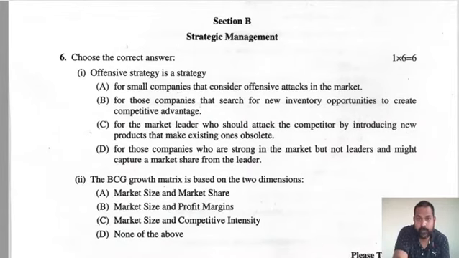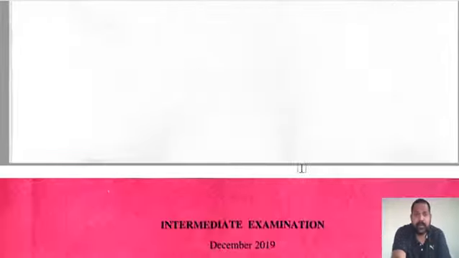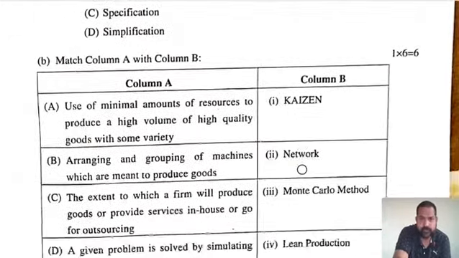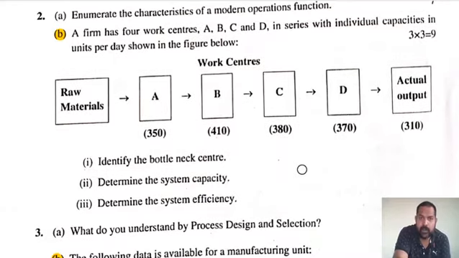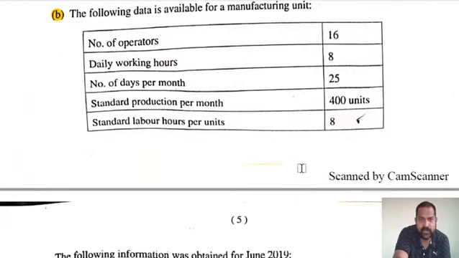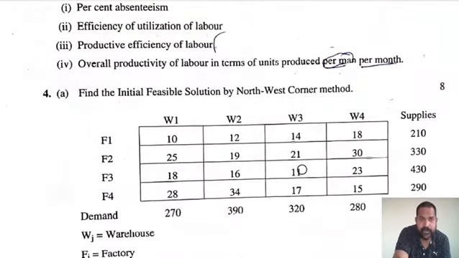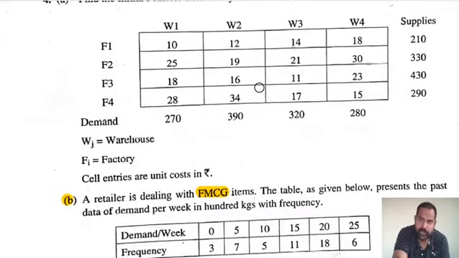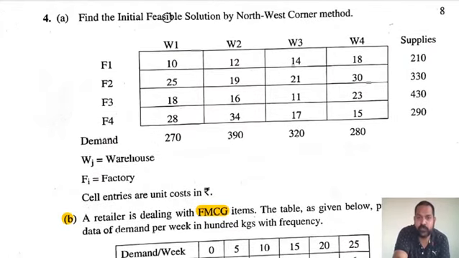Let's come to the last question paper, and that is the December 19 question paper. Skip through everything. 2A theory, 2B is done, 3A is theory, 3B is done under productivity management, 4A is transportation. I have a feeling they haven't even changed the numbers here. I think they have. I don't know. Not sure. Anyway, find the initial basic feasible solution using the northwest corner method. Find the IBFS using NWCM. Factory 1 to 4, warehouse 1 to 4. Supplies, demands. Warehouse, factory. Cell entries are unit cost in rupees.